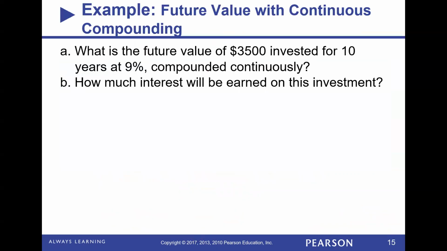So what is the future value of $3,500 invested for 10 years at 9% compounded continuously? There's my keyword right away. And since I saw that, that lets me know that's going to be my formula that looks like PERT.